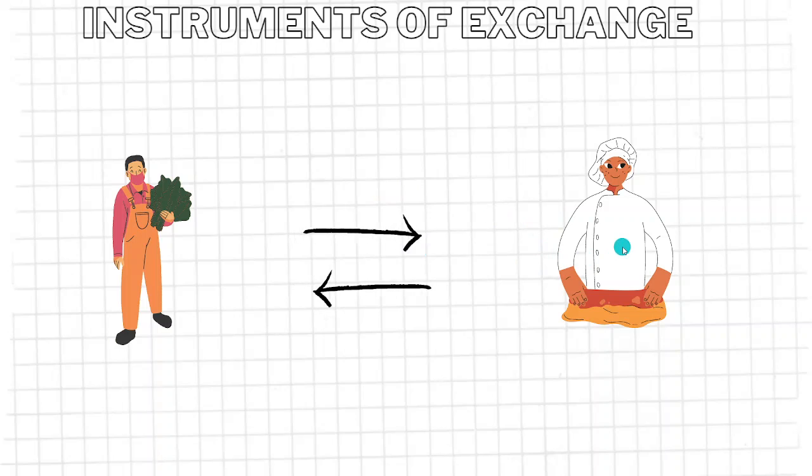That's only if Mr. Brown wants what you have. So if Mr. Brown does not want bread, the barter cannot happen. That was one of the main disadvantages of bartering. But it is advantageous in that money was not involved. So that's one of the first instruments of exchange, bartering.